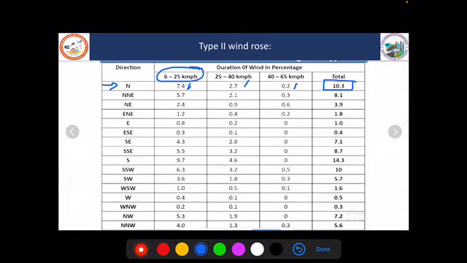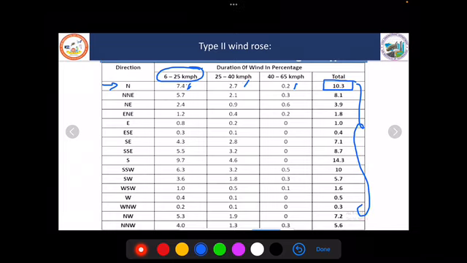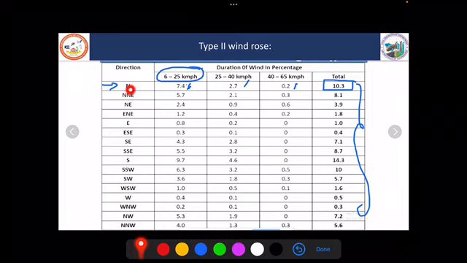When we constructed the Windrose diagram of type 1, we had only considered this total. We had not considered the intensity of the wind in each direction. But when the type 2 Windrose diagram is constructed, the direction will be considered, the intensity will be considered, as well as the duration of wind.